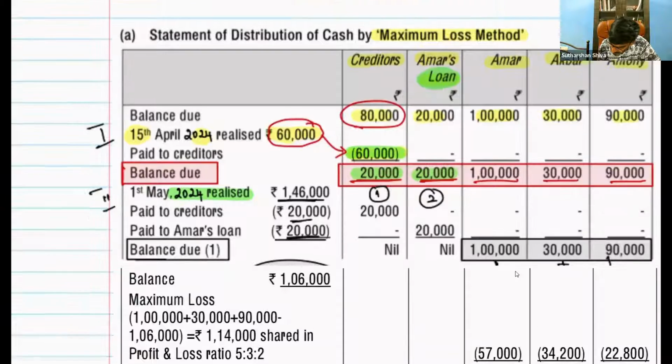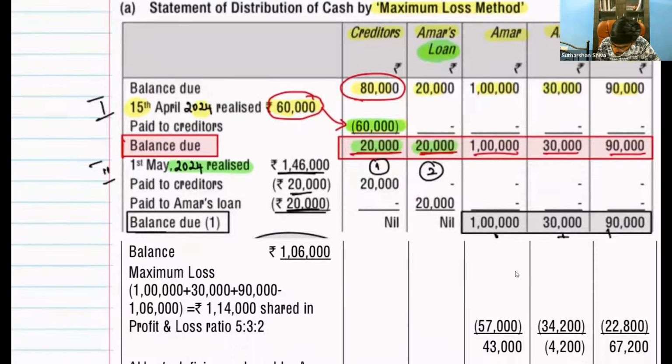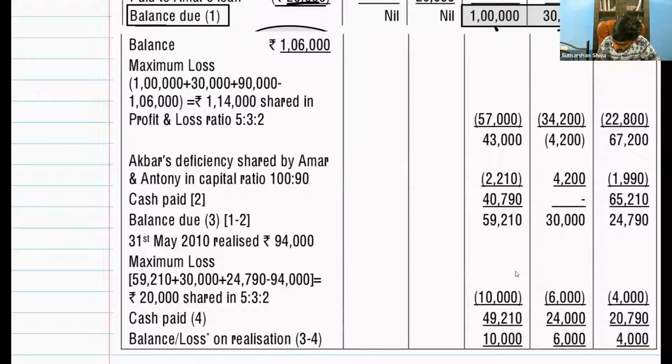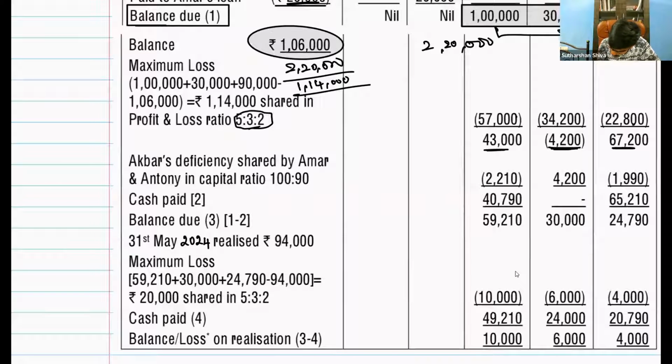So this 4,200, who is continuing? Amar, who is having a positive value. This 4,200 will be taken care of in the ratio of capital ratio. Capital ratio is nothing but 1 lakh is to 90,000. That is 100 is to 90. So 4,200 divided by 190 into 100, you will get 2210.52.